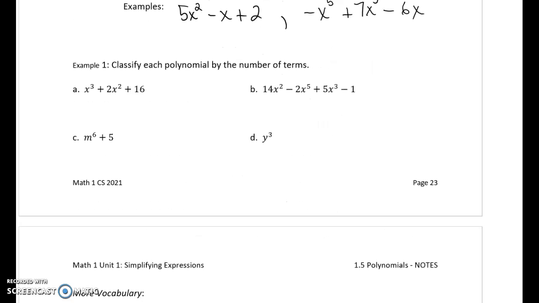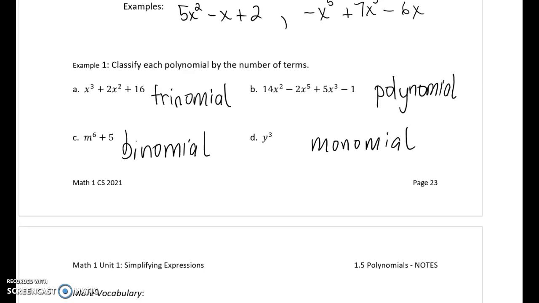All right, so I'll give you some time to see if you can find the answers for number 1, which says classify each polynomial by the number of terms. All right, so part A, we can count the number of terms. Again, we are keying on the plus signs that separate out the terms. So I have 1, 2, 3 terms, and because I have 3 terms, that's considered a trinomial.